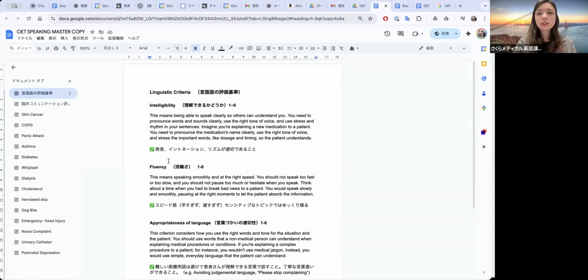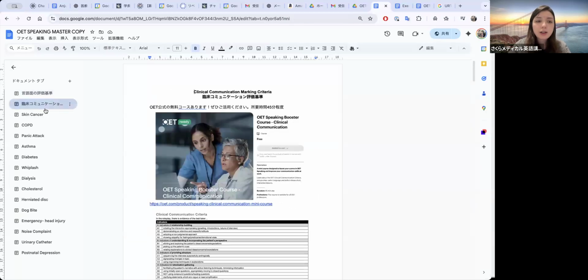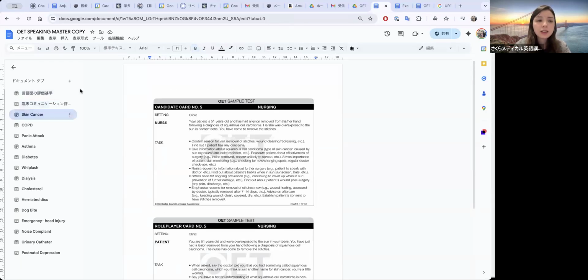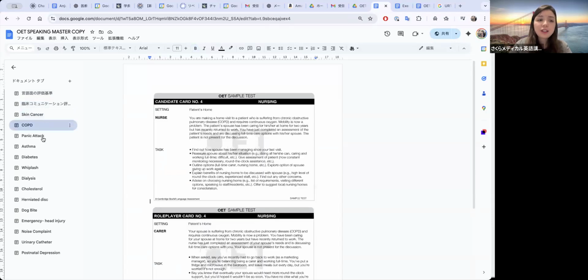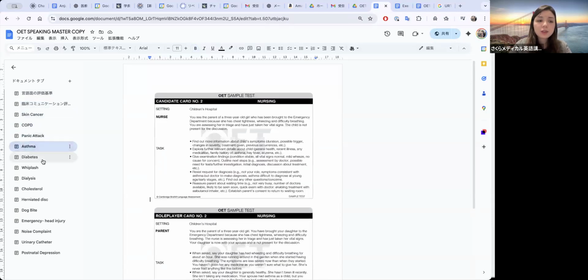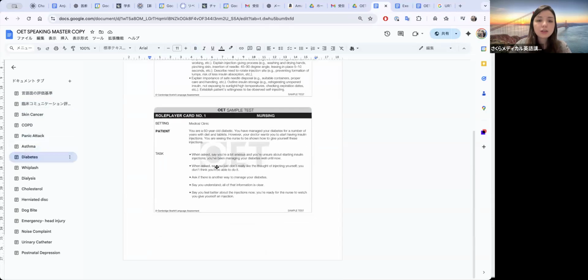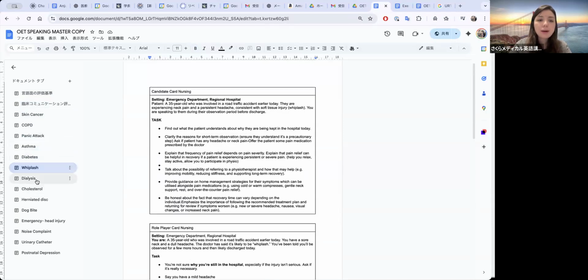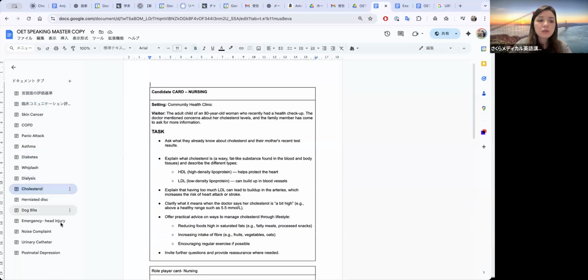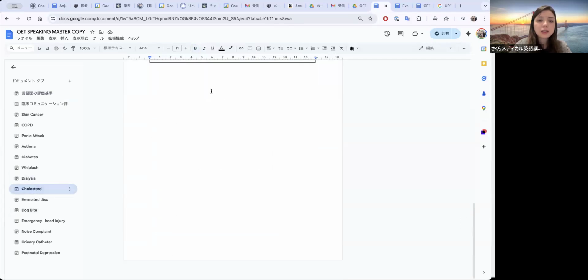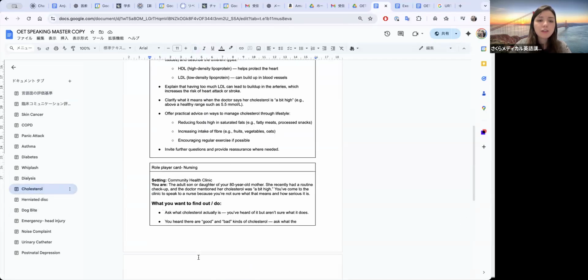Here are the resources that all of my students are going to get. So I've got cases here on the left side. So these top two, this is about the marking criteria. And then this is going to be the case. Before I get a student to start with you, I think what I'll do is I'll make these cases bilingual. So I will put a Japanese translation underneath for reference.